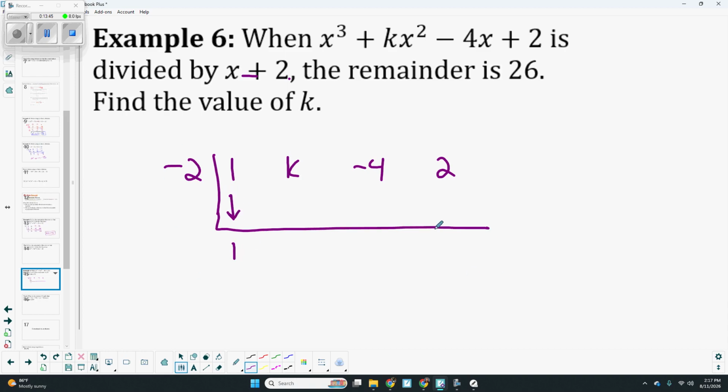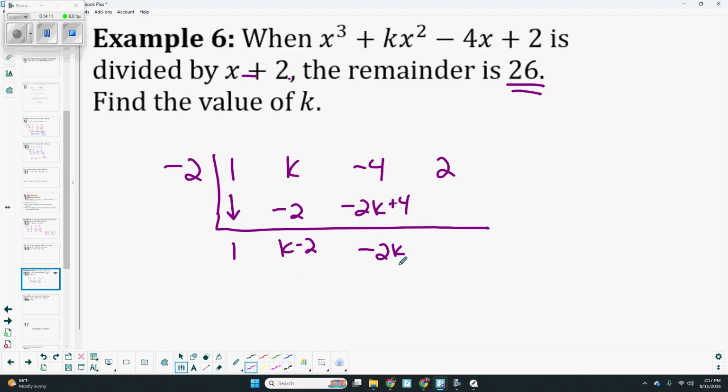And I'm going to do all my work, and whatever I get here at the end is equal to 26, because the remainder, whatever I get here, is equal to 26. So this is going to be negative 2, and remember we're adding. K plus negative 2 is k minus 2. Now multiply. Negative 2 times k minus 2 is negative 2k plus 4. When I add these up, negative 4 plus 4 cancels. I'm left with just negative 2k.